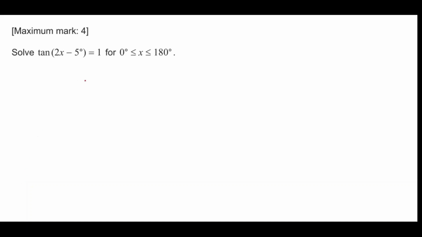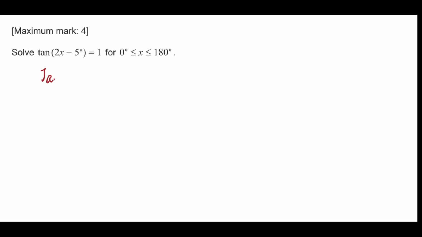The question is of 4 marks, and it states that you have to solve tan of 2x minus 5 degrees equals 1, where x should lie between 0 and 180 degrees. Now you have the range for x between which your value of x should lie. So we have to solve this equation. Let's first solve the basic tangent equation that has been given to us.